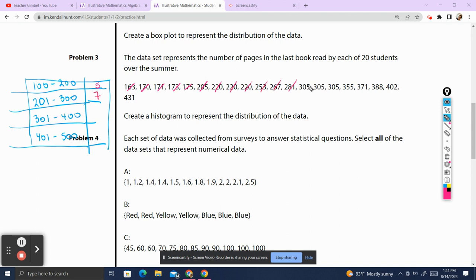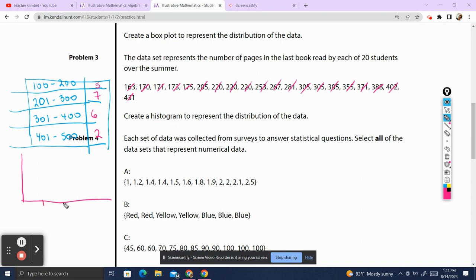Between 300 and 400, I have 1, 2, 3, 4, 5, 6. And between 400 and 500, I have 1 and 2. Now, these numbers represent the number of students who have read this many pages. So, for example, 2 students have read between 400 and 500.